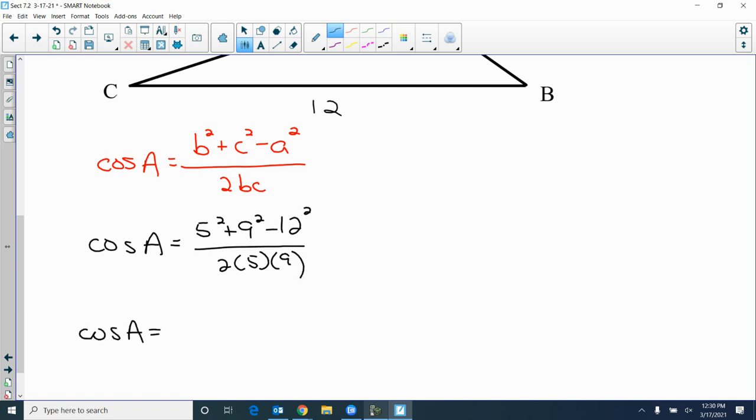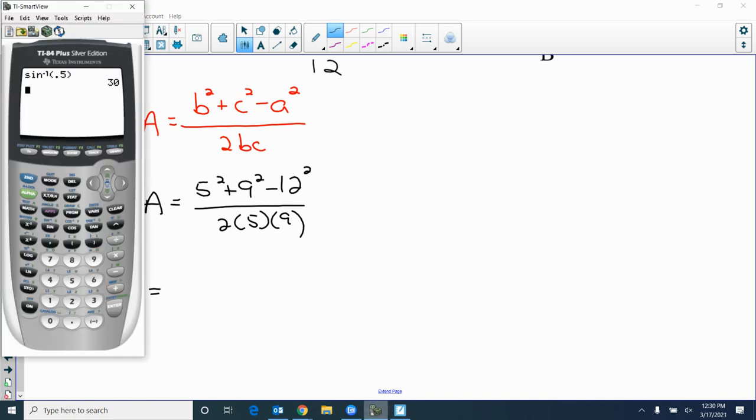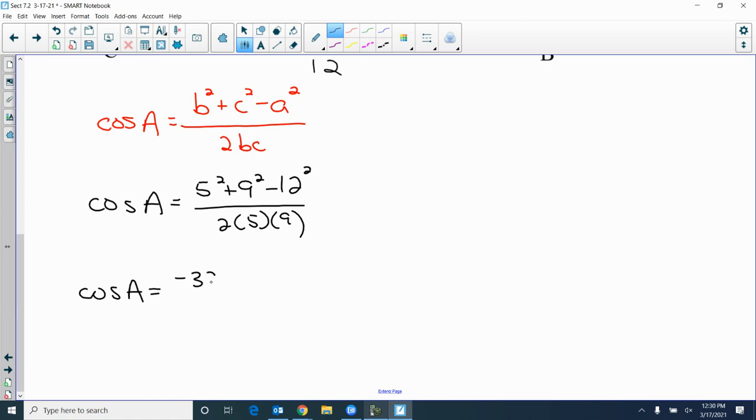So I get cosine of A equals. Now, top, I get 25 plus 81 minus 144. And I get negative 38. That's okay. And then in the denominator, I get 90. All right, take the inverse cosine of that. And you can get an obtuse angle. That's why we want to use law of cosines for the largest one.